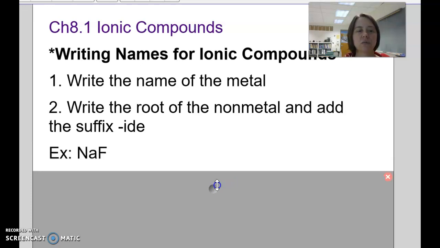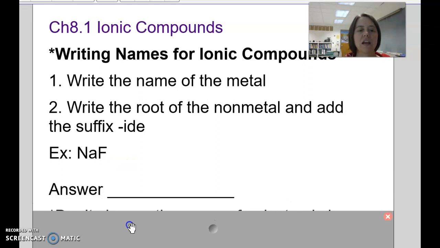So let's do this one. So this is the metal, Na. So I'd write sodium. And then fluorine is the nonmetal. So the root is fluor. And then I add the suffix -ide, fluoride. So the name of this is sodium fluoride. So that is sodium fluoride, NaF.